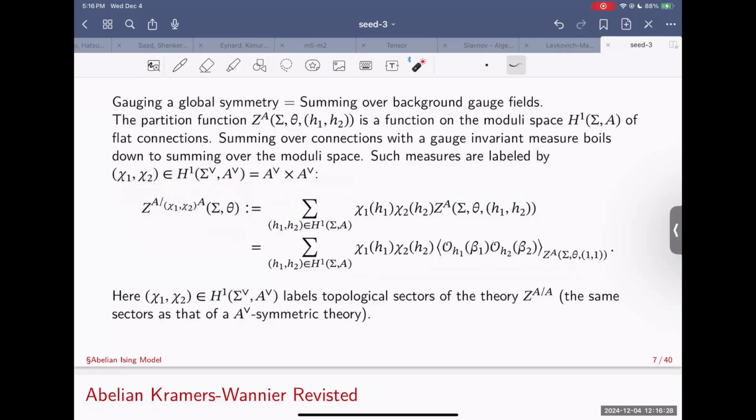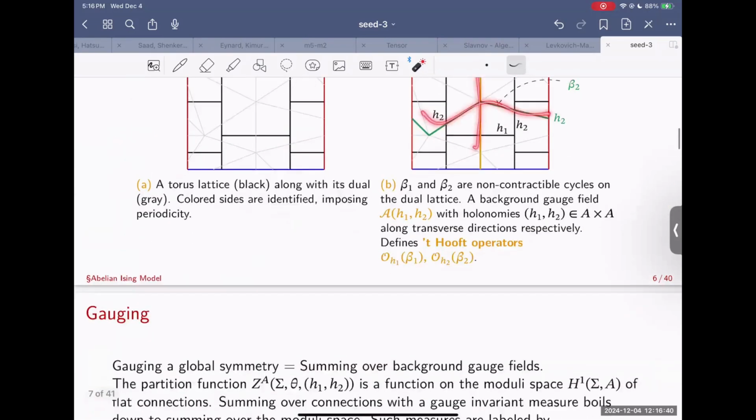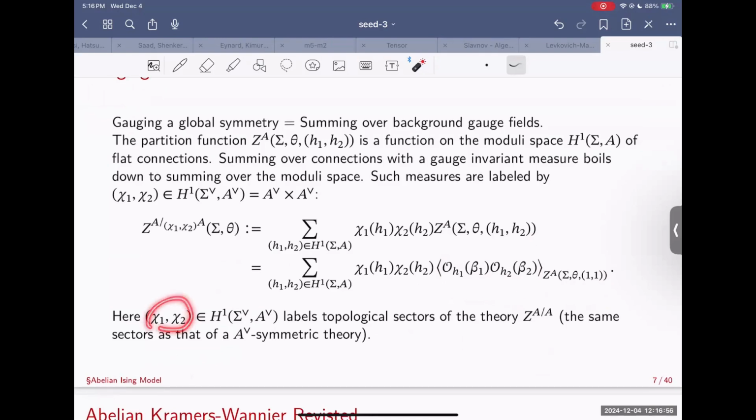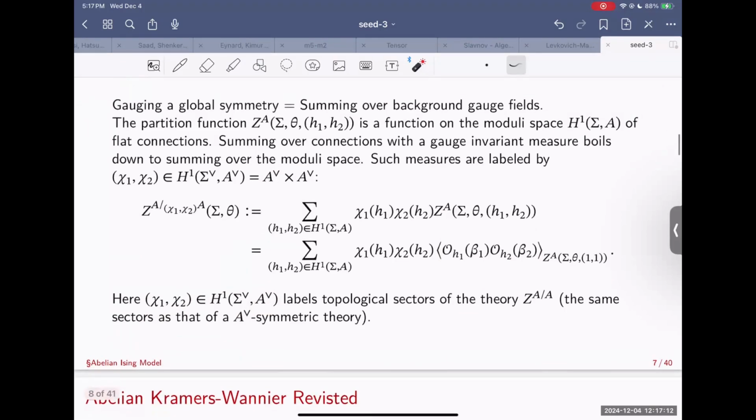In this line, I'm simply pointing out that the partition function of this theory in this twisted sector is equivalent to considering the expectation values of these two topological operators in the untwisted theory. So these two perspectives are the same: the theory in the twisted sector, or the theory in the trivial sector but with the insertion of topological line operators. And notice that chi1 and chi2 are valued in A-hat times A-hat, which is simply the first cohomology valued in A-hat, which also happens to be the labels for these topological sectors of a theory that has global symmetry A-hat. That is, of course, not a coincidence. We know that if we gauge a global symmetry A, we gain a new global symmetry given by the Pontryagin dual of A. And therefore, the sectors of this gauge theory should be labeled by H1 valued in A-hat.